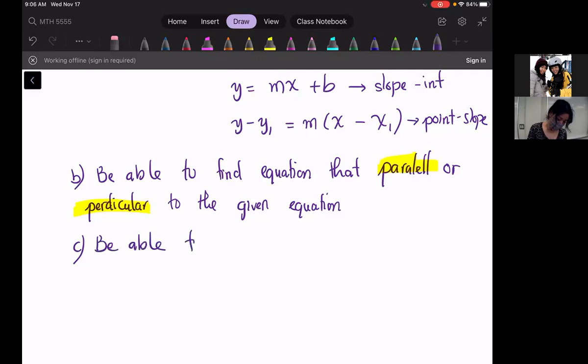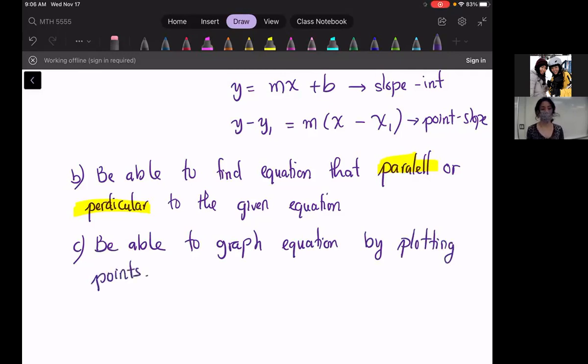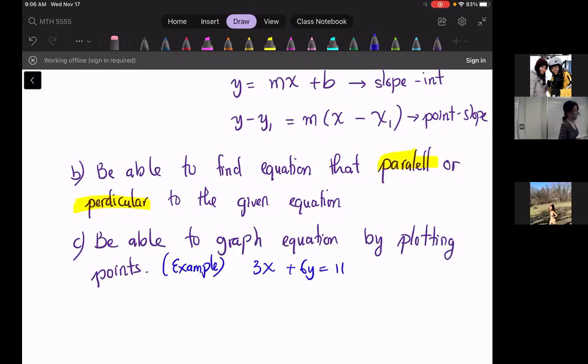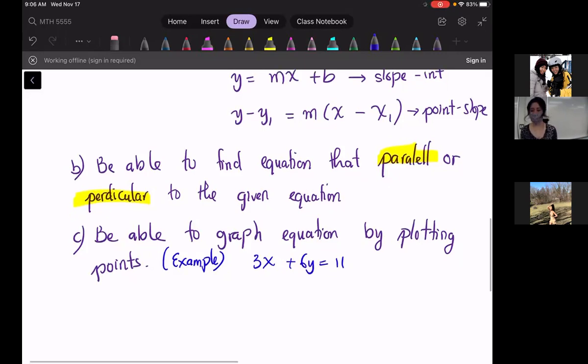Be able to graph an equation by plotting points. So they give you an equation. For example, I'm just making things up here, okay? An example will be 3x plus 6y equals 11. And then they ask you to plot some points, like maybe 3 points. And then you graph it. And so that's easy, right? Those are easy.